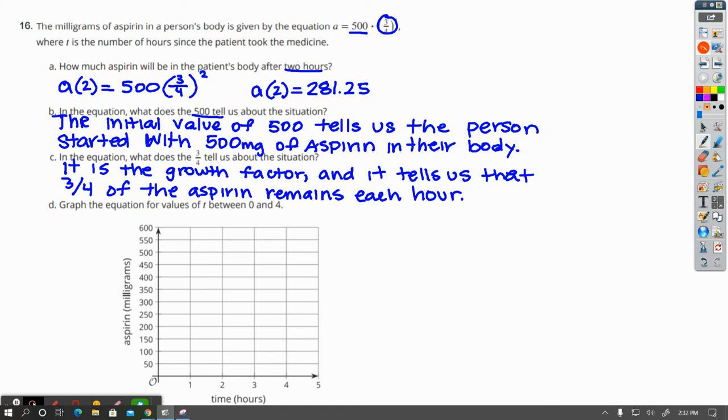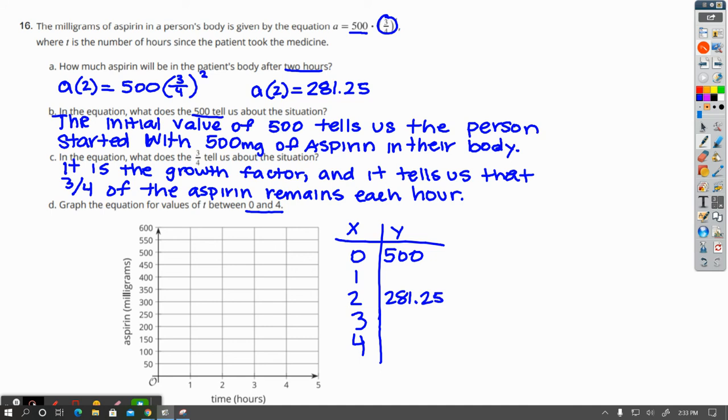Okay. And then we have to graph these values for values of t between 0 and 4. So you can just make a simple XY table. And we need 0, 1, 2, 3, and 4. And so we already found the values of 0 and 2 because we did them up above. So the initial value was 500. So 0 is 500 and 2 is 281.25. If you find 1, you're just going to plug that in.